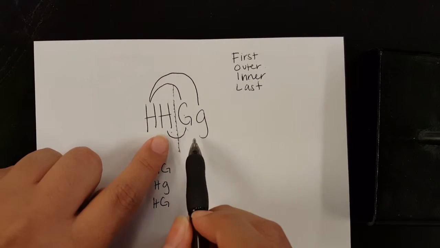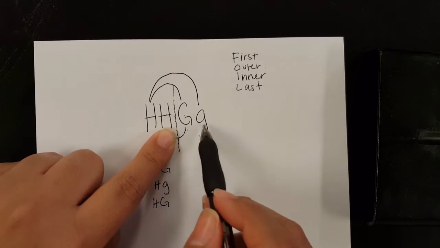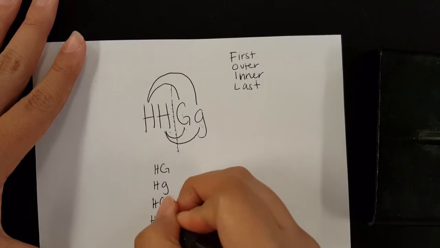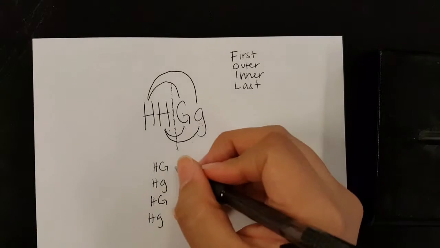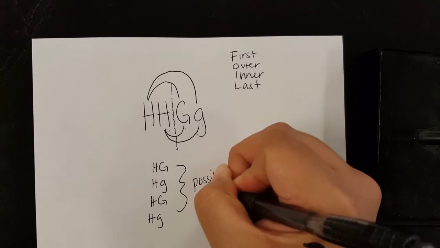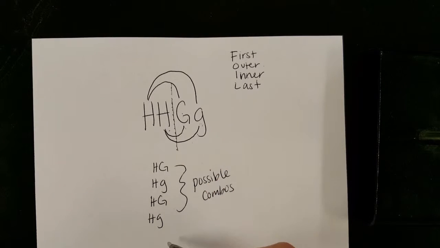I'm going to do the same thing. This is my last H on this side. This is my last G on that side. I'm going to combine those two. So that's going to be big H, little g. So these are my possible combinations. I'm going to put combos for one parent.